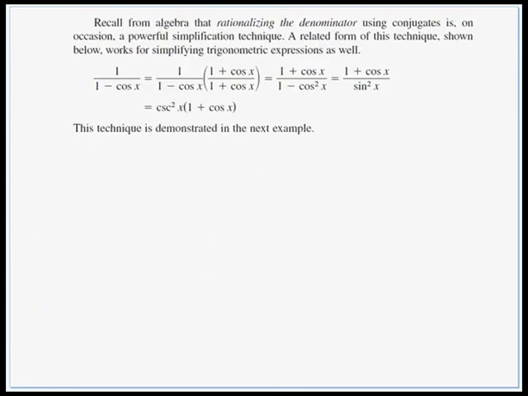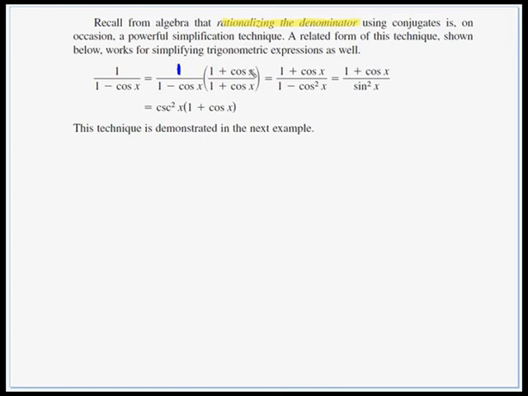Recall from algebra that rationalizing the denominator using a conjugate is on occasion a powerful simplification technique. A related form of this technique shown below works for simplifying trig expressions as well. So we have this 1 over 1 minus cos x. So we're going to take our 1 over 1 minus cos x and multiply by the conjugate of the denominator. And let's look at that denominator. It's 1 minus cos x. So our conjugate is going to be the same terms, 1 and cos x, but we change the sign from negative to positive.